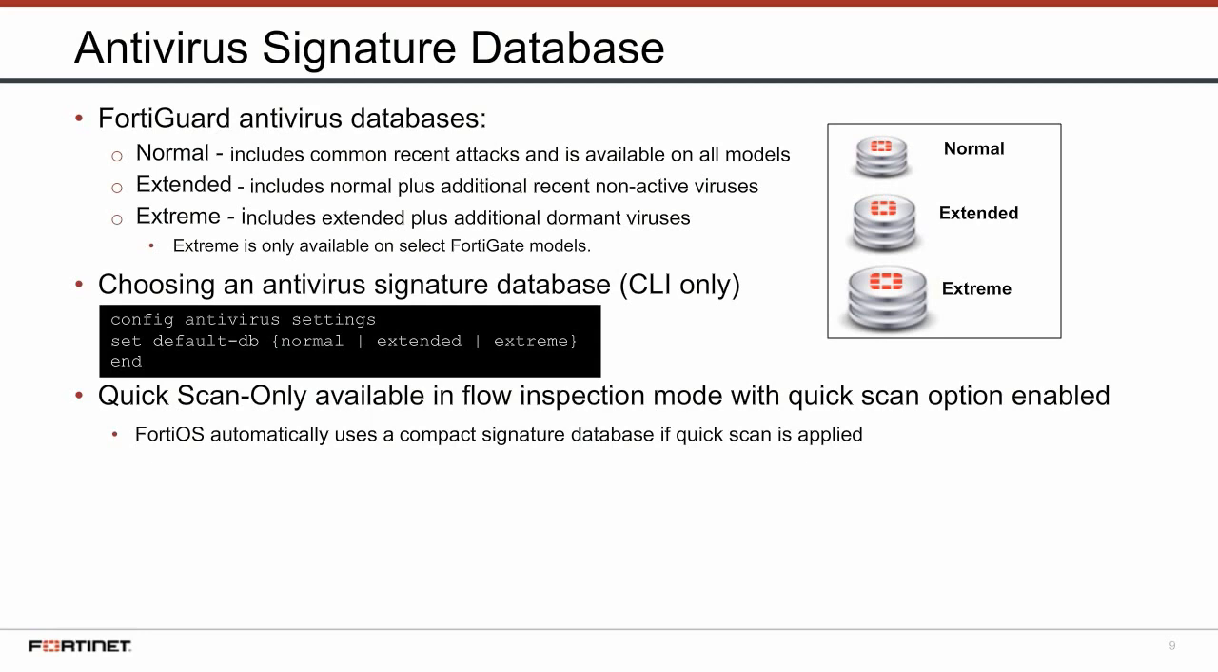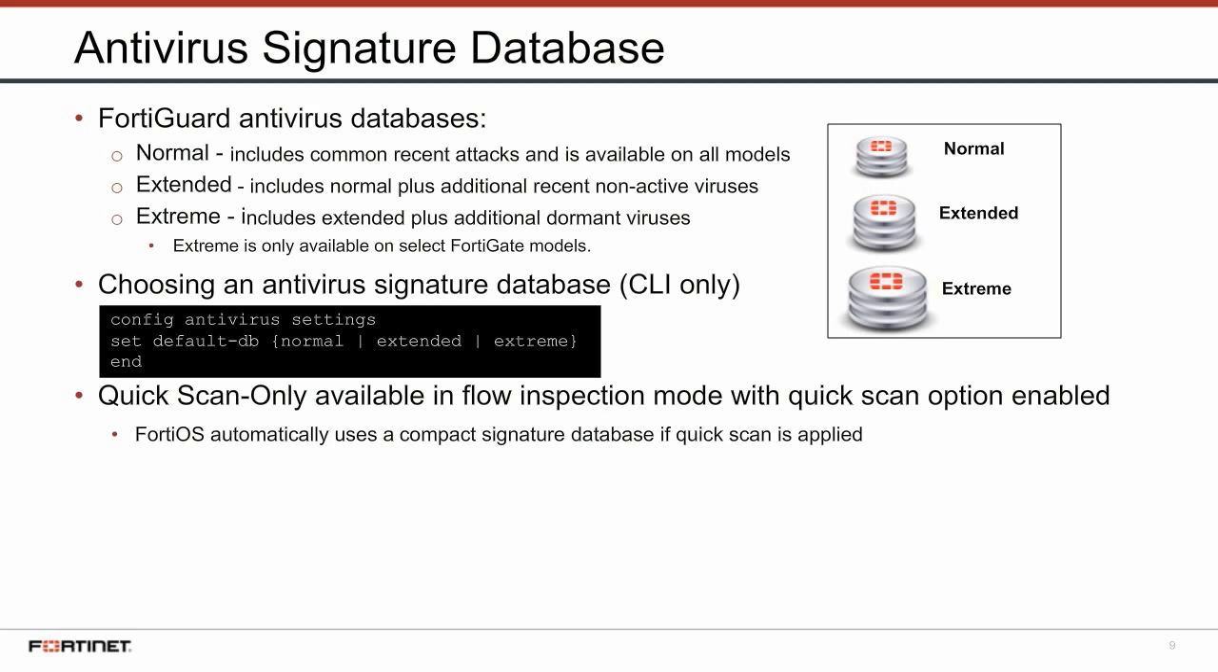All FortiGate devices include the normal database. The normal database contains signatures for viruses that have been detected in recent months, as determined by the FortiGuard Global Security Research Team. It is the smallest database and, therefore, performs the fastest scans. However, this database does not detect all known viruses.